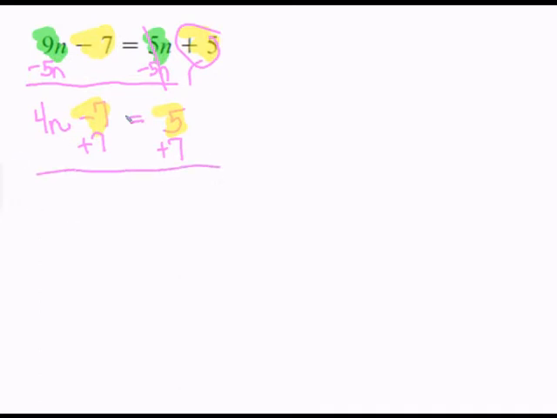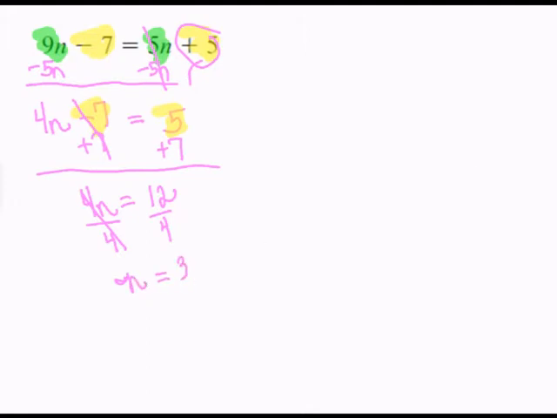I'm left with 4n minus 7 plus 7. So this cancels out, leaving me with just 4n over here is equal to 5 plus 7, which is 12. I can now divide each side by 4. 4 divided by 4 is simply 1n equals 3.